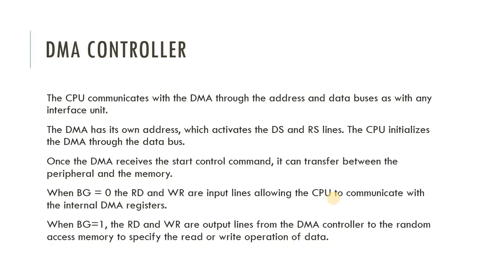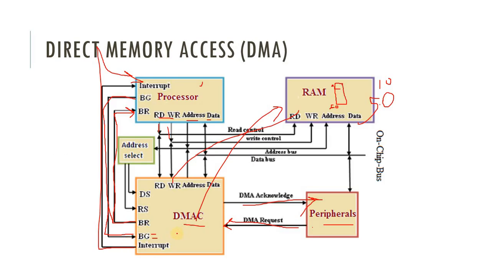The CPU communicates with the DMA through the address and the data bus, and with any interface unit. The DMA has its own address, which activates the DS and RS lines. The CPU initializes the DMA through the data bus, as I said. Once the DMA receives the start control command, it transfers the data between the peripheral and memory. When BG is equal to 0, RD and WR are the input lines allowing the CPU to communicate with the internal DMA registers. When the value of BG is equal to 1, at that time we can say that the CPU grants the bus request to the DMA controller.